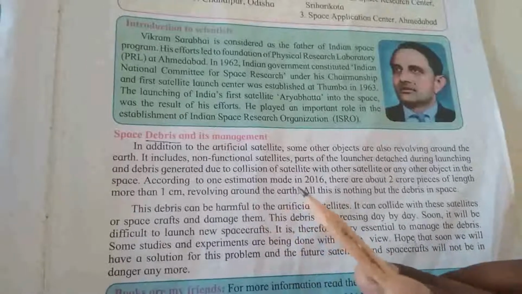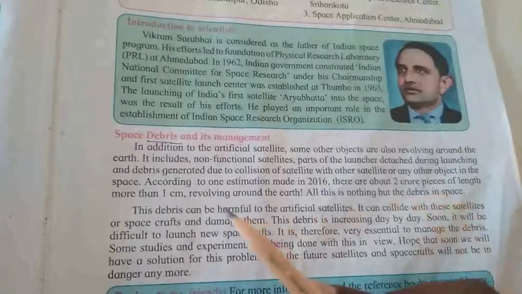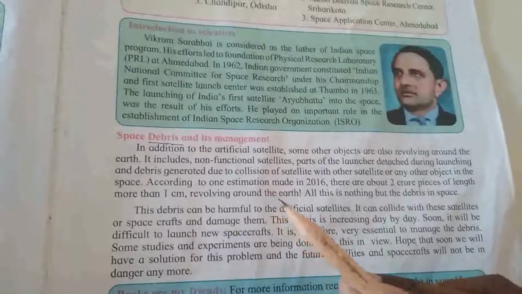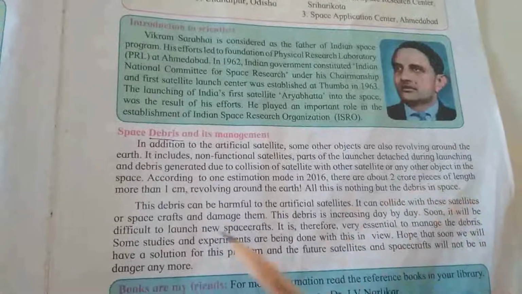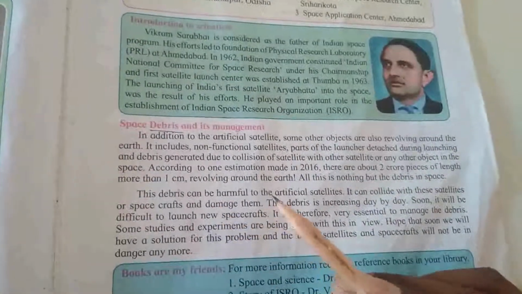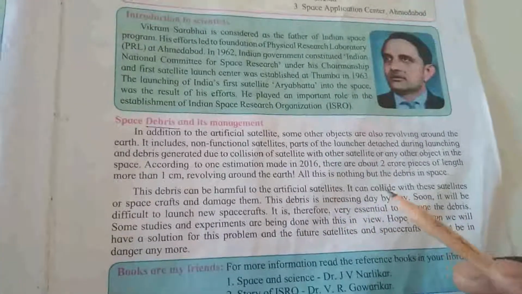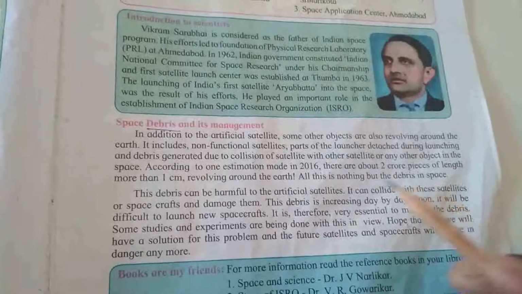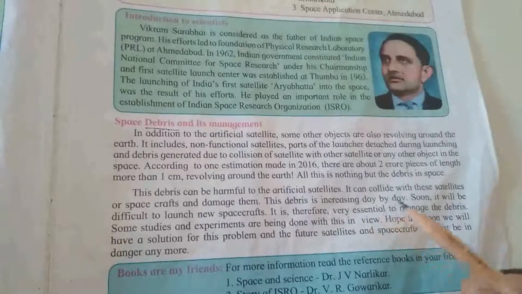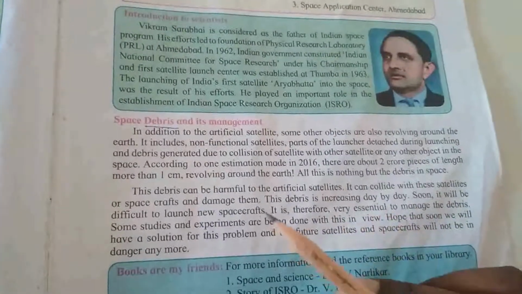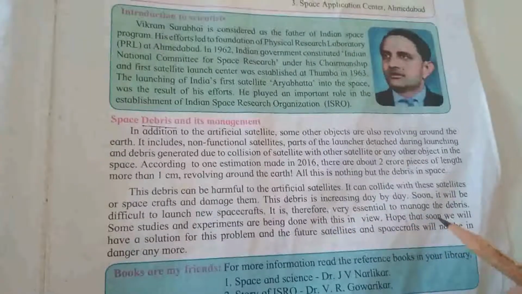According to one estimation made in 2016, there are about 2 crore pieces of length more than 1 centimeter revolving around the Earth. All this is nothing but debris in space. This debris is very harmful to artificial satellites. It can collide with these satellites or spacecraft and damage them. This debris is increasing day by day. Soon it will be difficult to launch new spacecraft. It is therefore very essential to manage the debris.